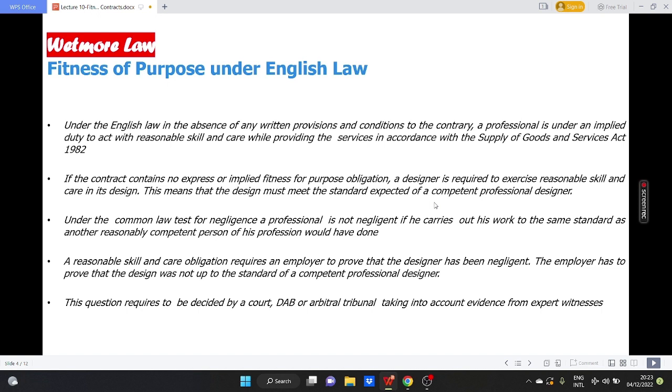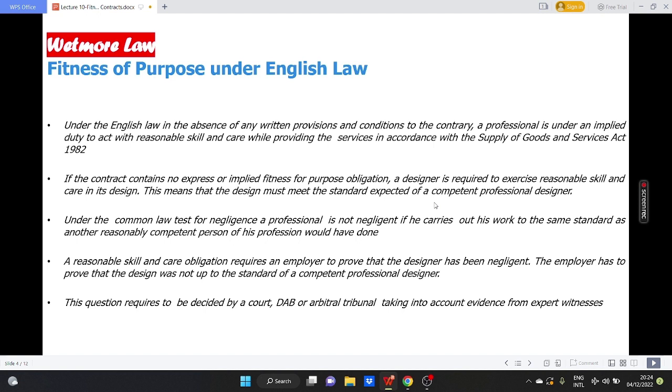Fitness for purpose under English law. Under English law, in the absence of any written provisions and conditions to the contrary, a professional is under an implied duty to act with reasonable skill and care while providing these services in accordance with the Supply of Goods and Services Act 1982.